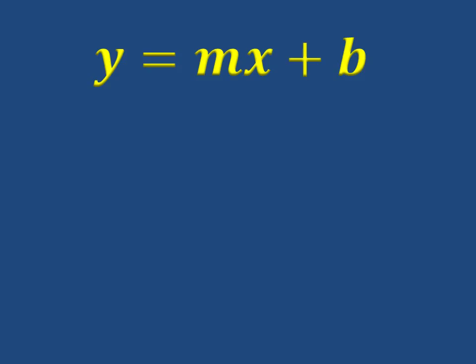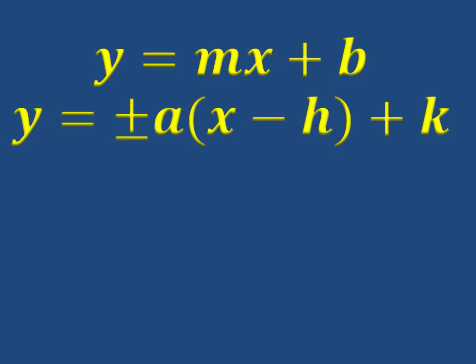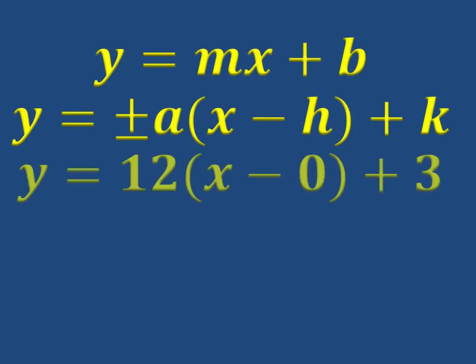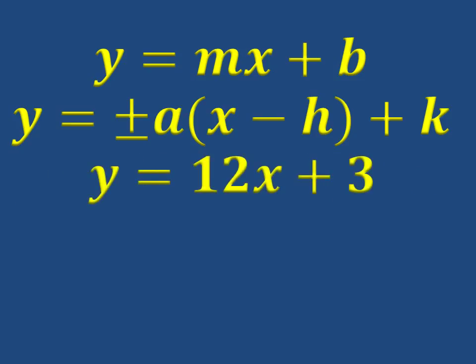And while we're speaking of shifting the graph up, we might as well talk about transformations of the linear function. For the linear parent function y equals x, this looks like y equals plus or minus a times x minus h plus k. Well, let's put some numbers on this to see how this will work. Suppose we have the parent function stretched vertically by a factor of 12 and shifted up by 3 units. We would have y equals 12 times x minus 0 plus 3, which reduces to y equals 12x plus 3, the same as in our shopping scenario.